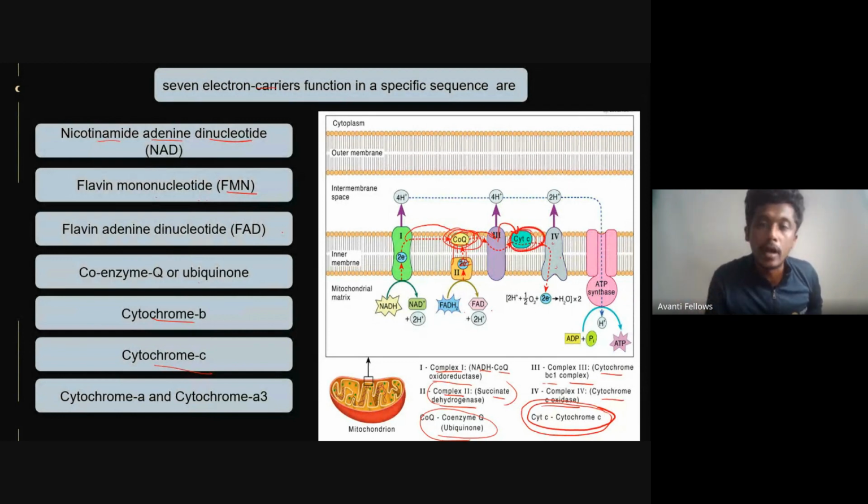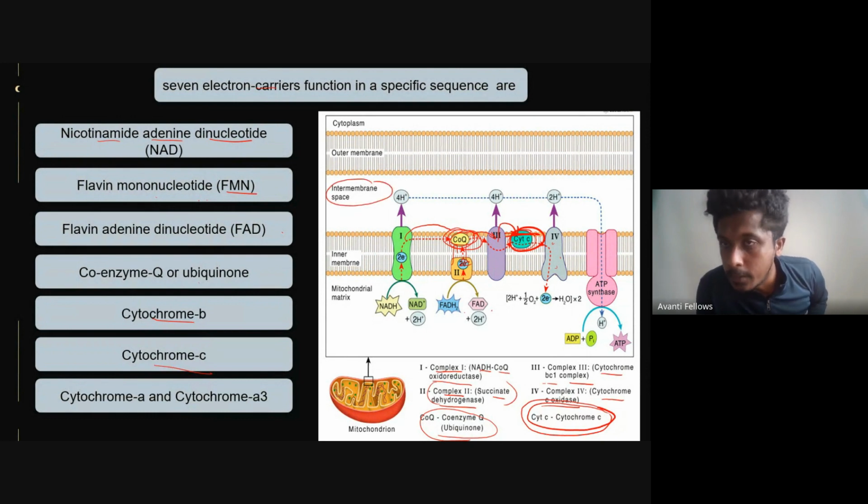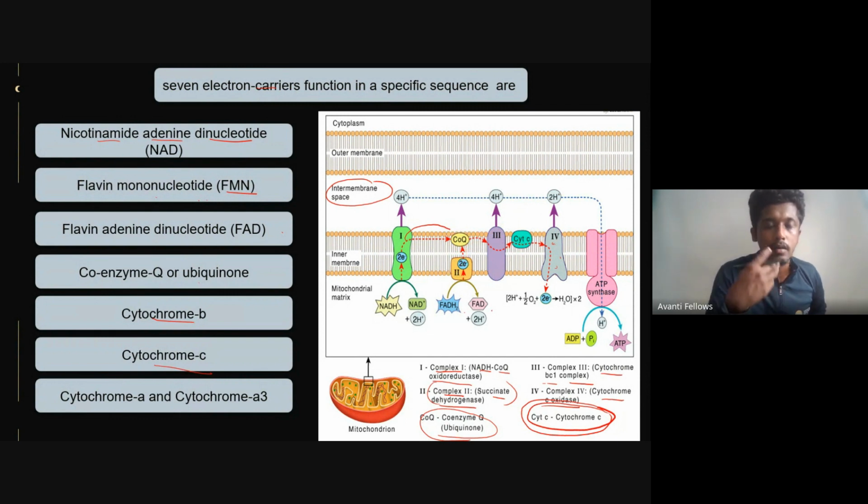Why do we call it the mobile electron carrier? You see the position of this cytochrome C. It is present on the surface of the inner membrane towards the intermembrane space. So it moves from this complex to this complex, okay? From complex 3 to complex 4. Okay, that is why cytochrome C is called the mobile electron unit, or the mobile electron acceptor.